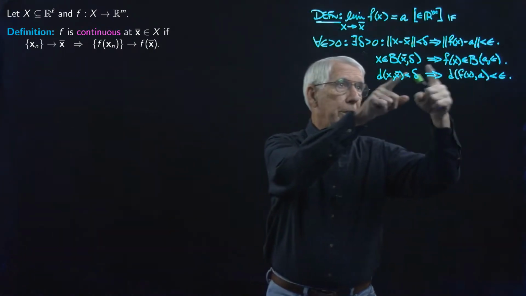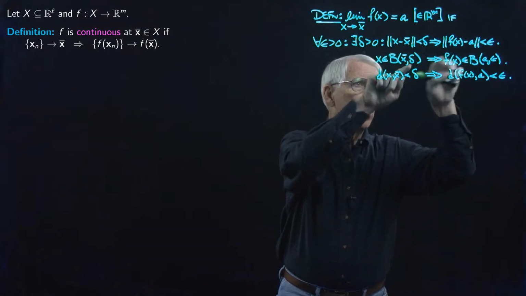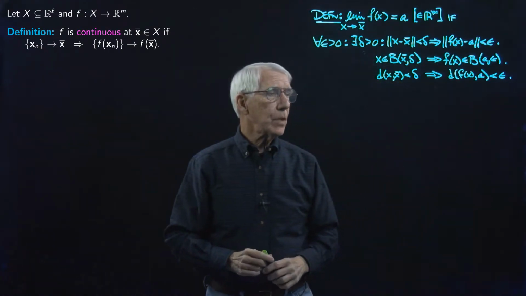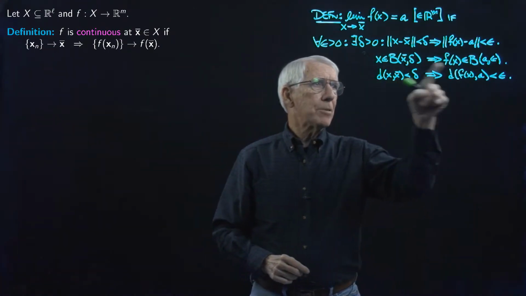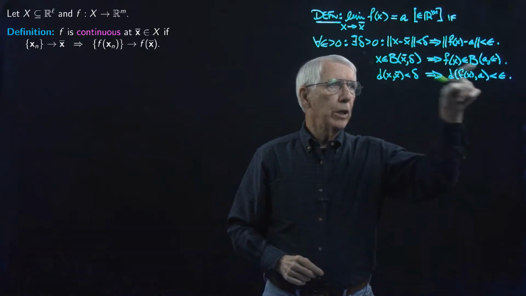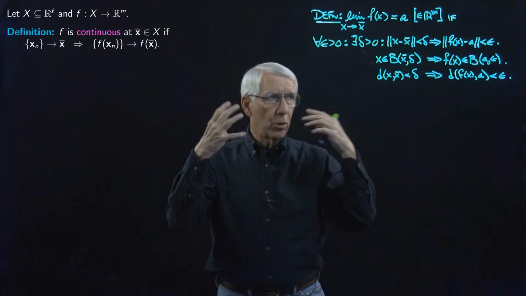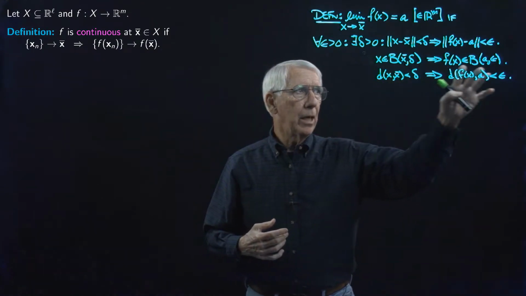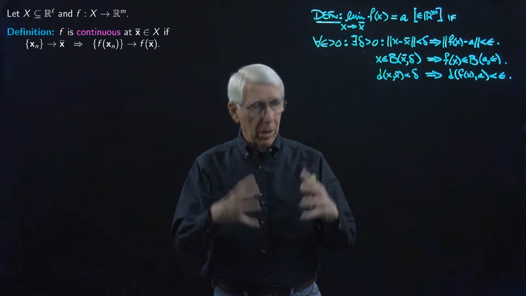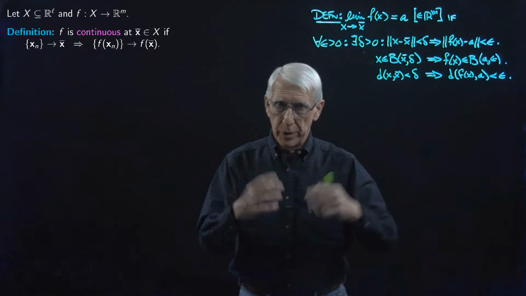So all I'm writing here is an equivalence to this implication. And this is perhaps useful in the sense that it's a little more visual, a little more geometrical, because we explicitly are talking about the ball of radius delta or the ball of radius epsilon.